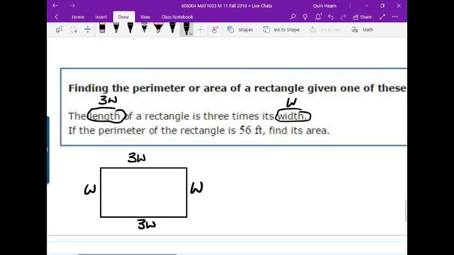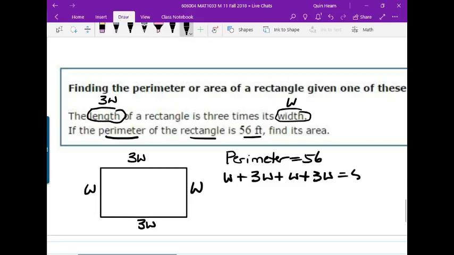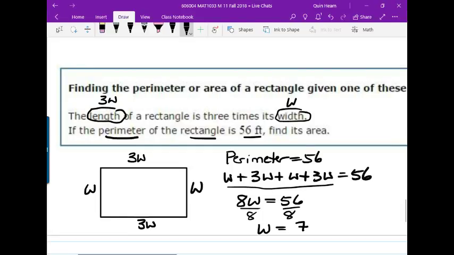It says that the perimeter of the rectangle is 56 feet. Remember, perimeter is just the sum of the lengths of all the sides. So to say that the perimeter equals 56 means that if we added up all 4 of these sides, we get 56. So W plus 3W plus W plus 3W equals 56. Which would mean, if we combine like terms, that 8 times W equals 56. All right, so we're going to divide both sides by 8 to get the width by itself. So W, the width, is equal to 7.